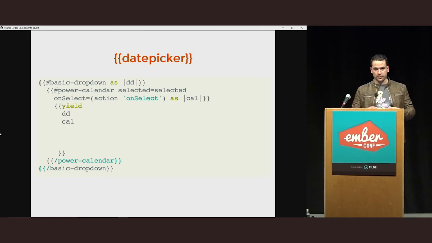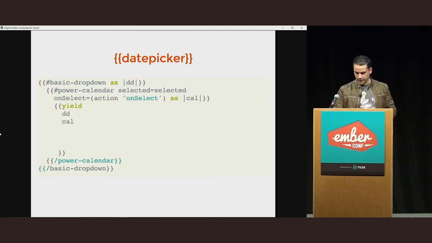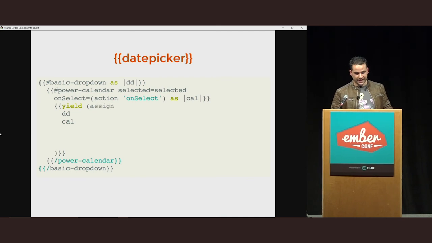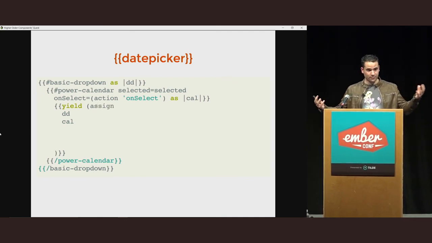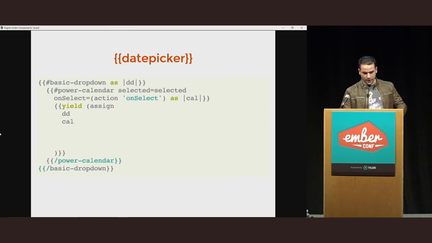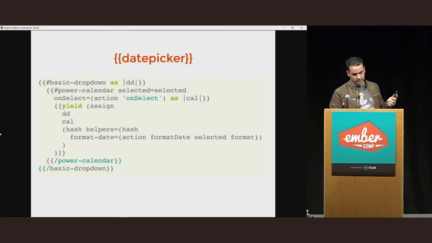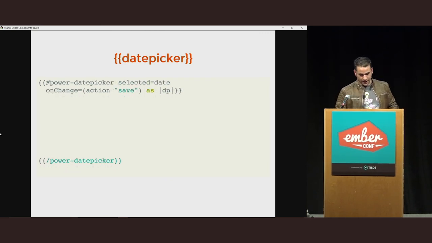But we said that we want to expose this thing as a single component, not as many components, because we could have done this already in the template. So we are going to use the assign helper. This helper I created is just a helper that takes some objects and does a deep merge. That's everything it has. And we can pass even extra things, like in this case, it makes sense to have a format date helper that we can use.